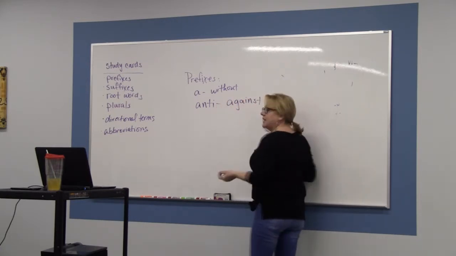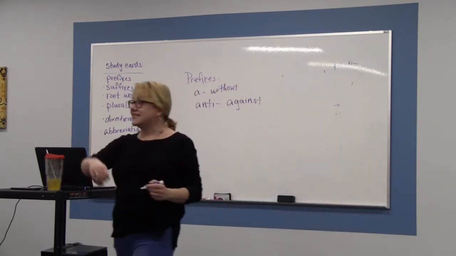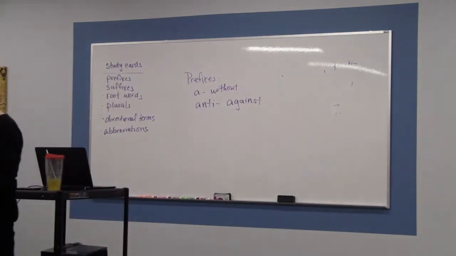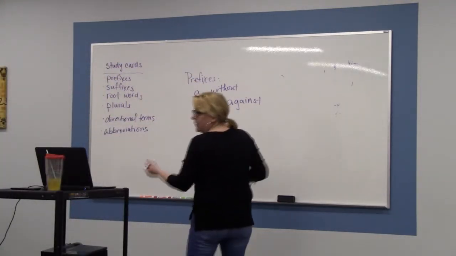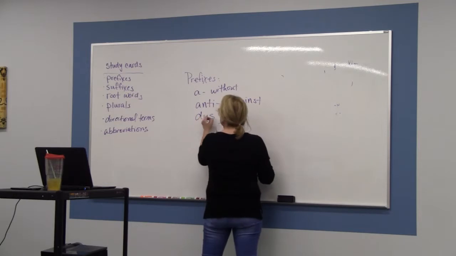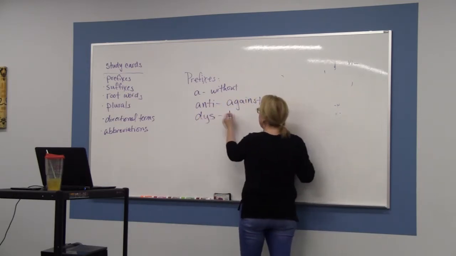So if I've got an antibiotic, what's it doing? Killing bugs. It's killing bugs. Bio means life, right? It's killing bugs. Anti. We talked about this one already. Dys, right? Dysmenorrhea. It's bad or it's painful. Okay?